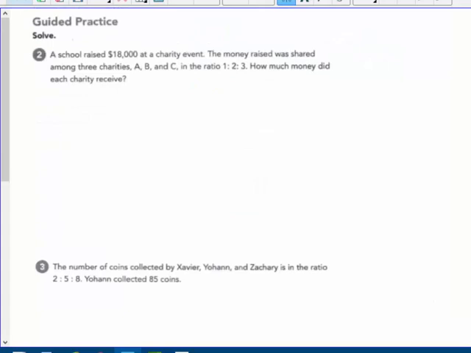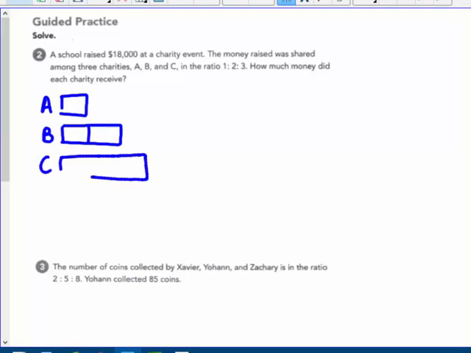A school raises $18,000 at a charity event. The money raised was shared among 3 charities, A, B, and C, in the ratio of 1 to 2 to 3. A to B to C. So A to B to C is 1 to 2 to 3.